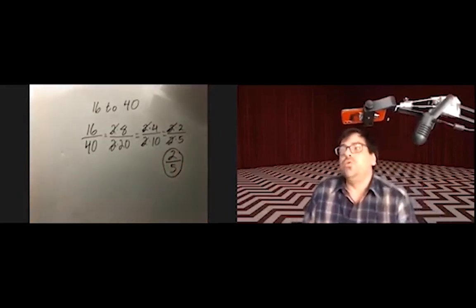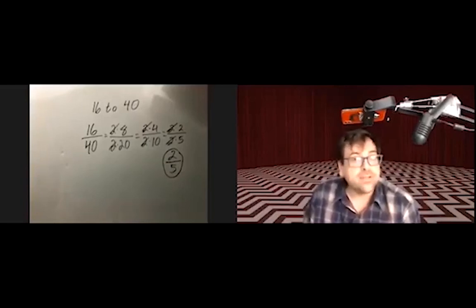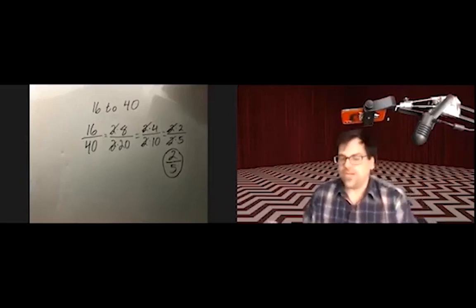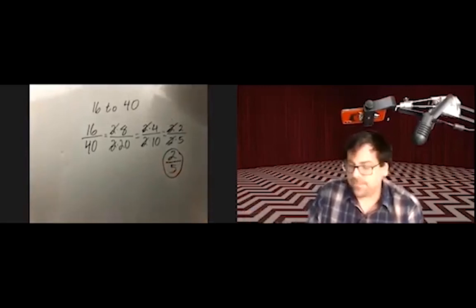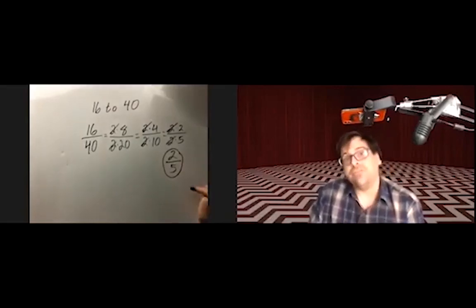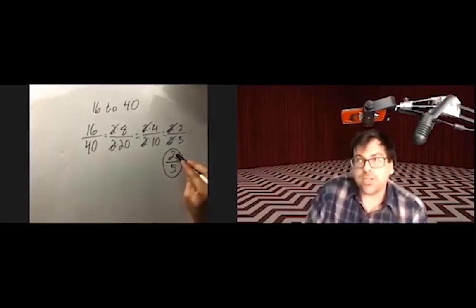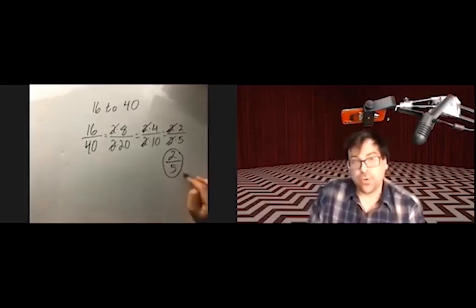Our simplified ratio is going to be 2 to 5. Notice I'm not saying 2/5. 2/5 is a fraction. 2 to 5 would be a ratio. They look the same. They're said differently. 2/5 would mean 2 out of 5. 2 to 5 means 2 parts of one thing to 5 parts of something else, not 2 out of 5.